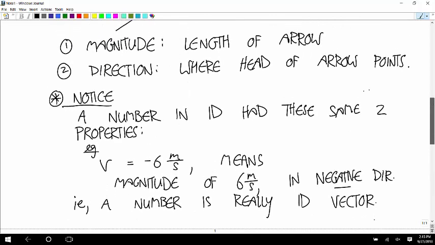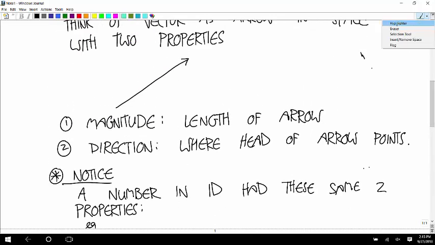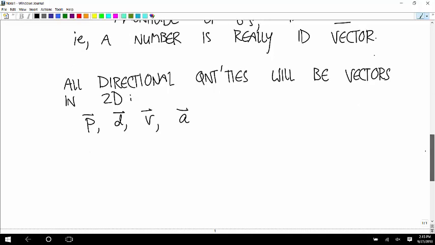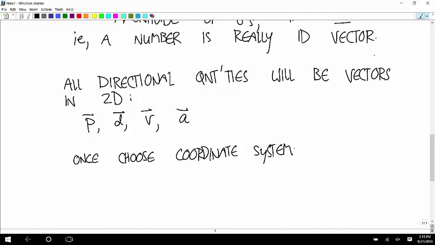Okay, so let's look at this example here. When we do calculations with vectors, we're going to express them in component form. We're going to talk about the components of a vector. And to come up with components, you need to first choose a coordinate system. Once you choose a coordinate system, you can express the vector using components.